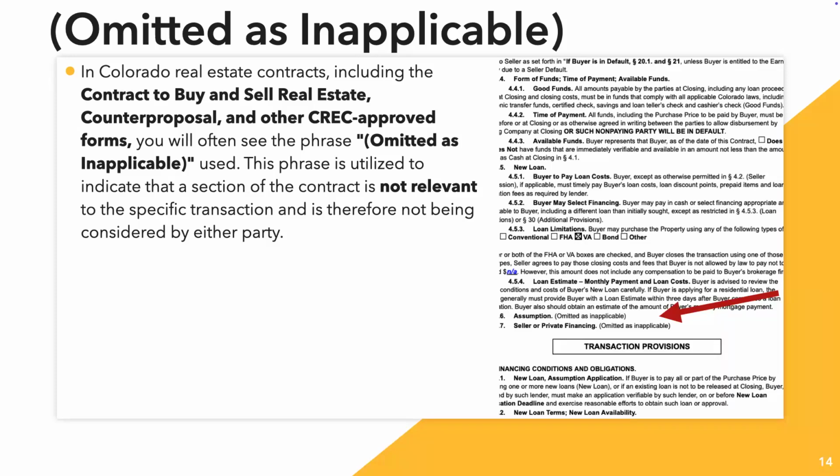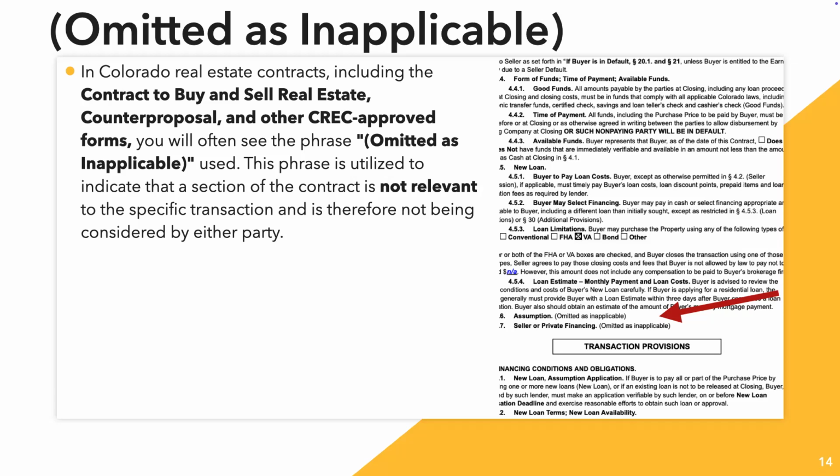So on our contract, we actually have a checkbox. We check the checkbox and it says we're omitting it. And then it actually has to show that it was omitted to the buyer and the seller. And this is how it shows up. All right. It just means it's not relevant to this specific transaction.